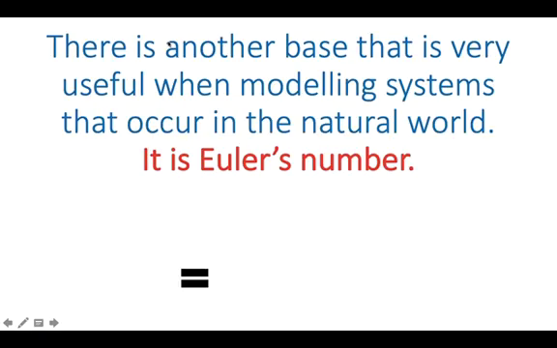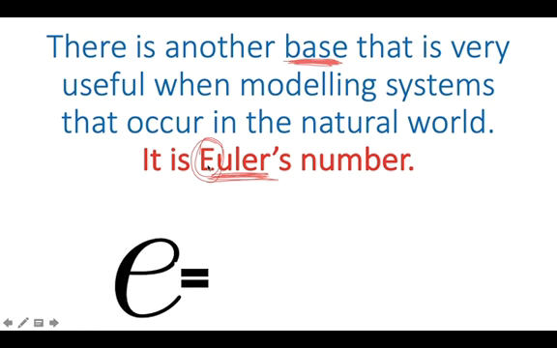Now, as it turns out, there is actually another number, another base, that's very useful when we're modeling systems that occur in the natural world. And that number was discovered by someone named Euler, so it's called Euler's number. And to represent it, they took the first letter of his last name, and we use this letter E, which represents this special number that we're going to use as that new base.